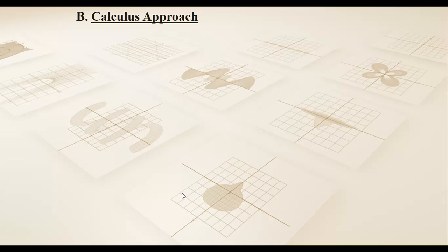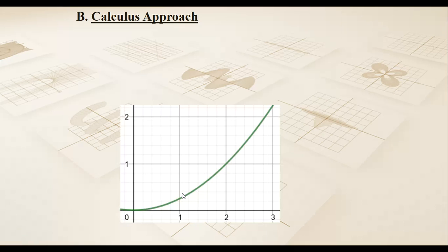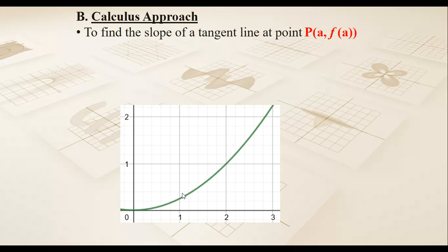Okay, so let's look at the calculus approach. There's going to be quite a bit of setup to explain how we're going to do this. Here's my equation, my graph again. Y is equal to 1/4 x squared. And I'm going to label the point a little bit differently.